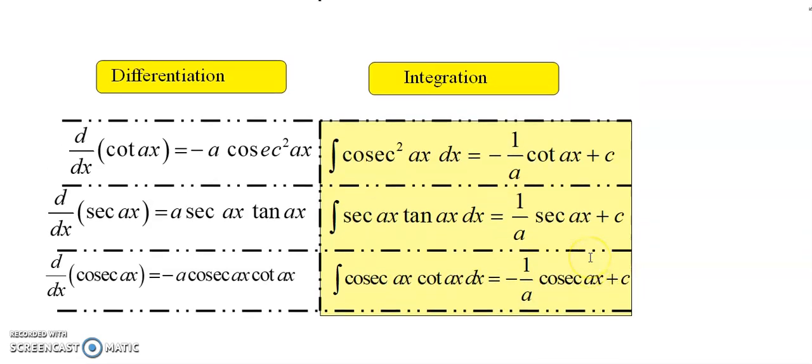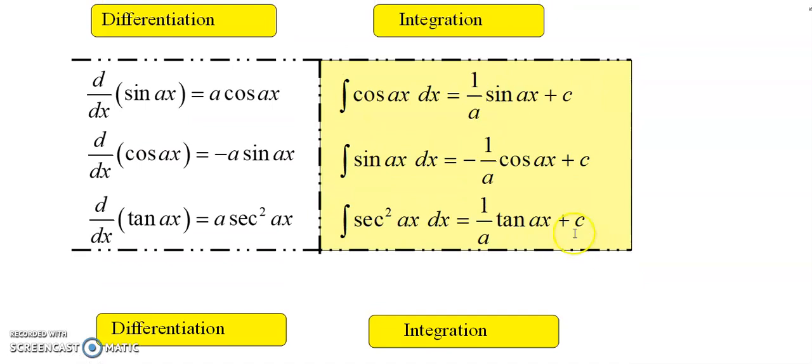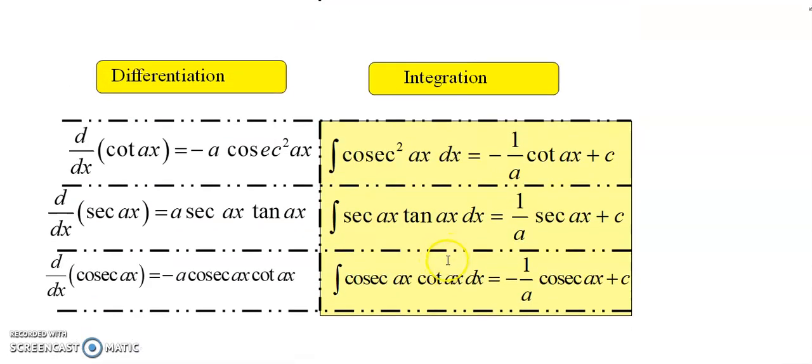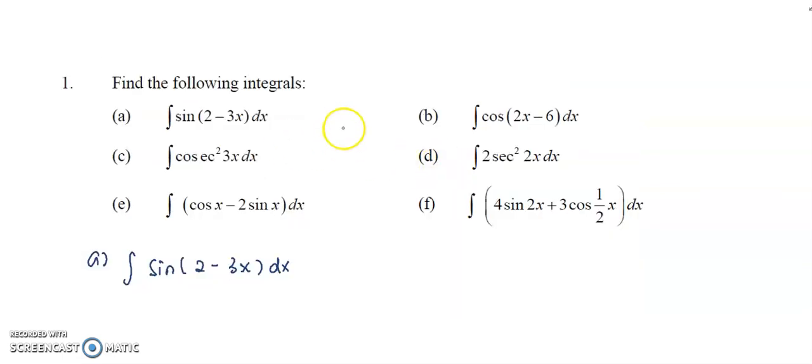So you have to remember those 6 formulas. When you come to these 6 functions, you must know there are formulas to integrate. You do not have to use the substitution method or whatever technique. Just use these formulas to integrate. Here I have 6 examples on integrating these trigo functions using those 6 formulas.